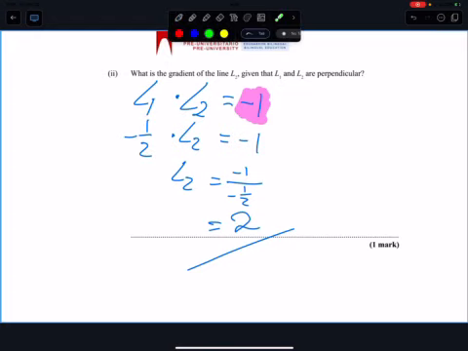Gradient is richtingscoëfficiënt. Richtingscoëfficiënt van de eerste vermenigvuldigd met de richtingscoëfficiënt van de tweede is -1. Hellingsgetal van de ene vermenigvuldigd met de hellingsgetal van de tweede is -1. Always -1.